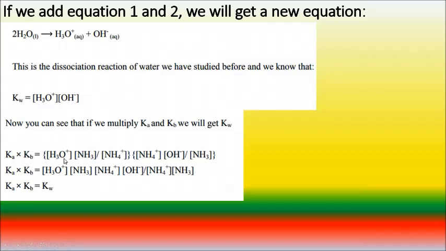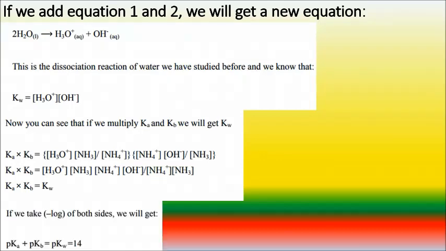Molar concentration of H3O+ into molar concentration of NH3 divided by molar concentration of NH4+, into molar concentration of NH4+ into molar concentration of OH- divided by molar concentration of NH3. And when we equate the following, we will finally get the value of Ka into Kb as molar concentration of H3O+ ion into molar concentration of OH- ion, which is equal to what?